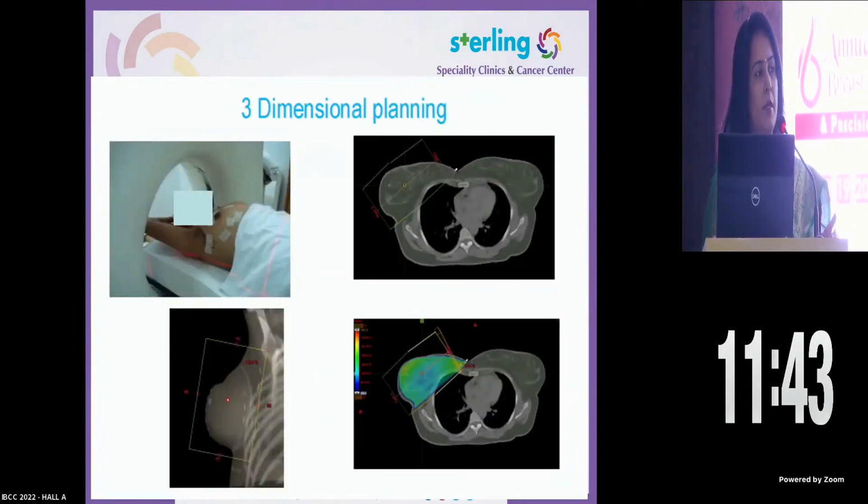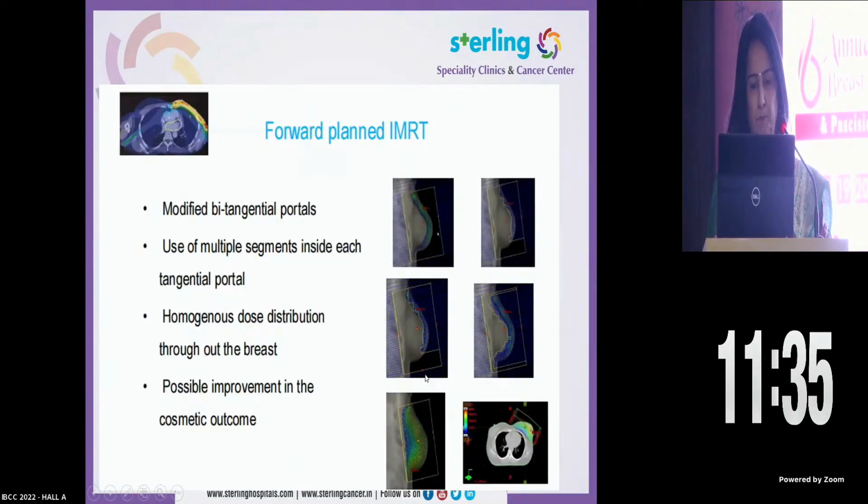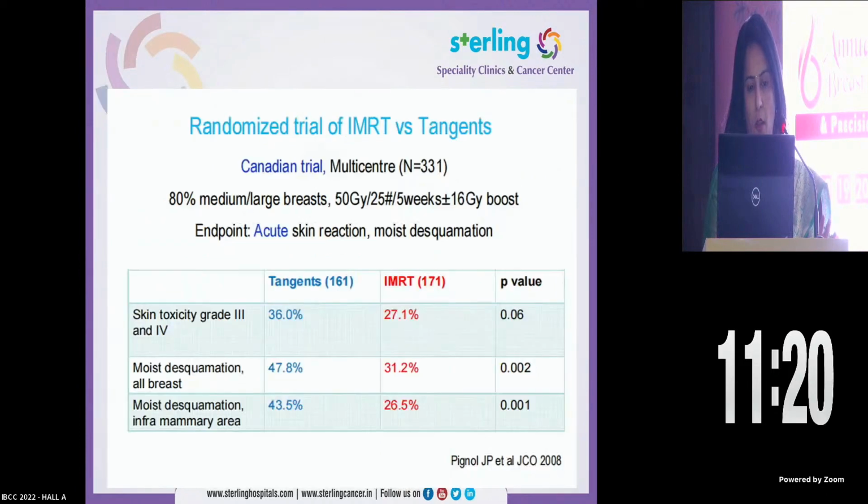This is how 3D planning looks, where the patient is first taken for the CT simulation and then the contouring is done so as to have the dose distribution only to the target area. IMRT was one step ahead of 3D CRT, where we had modified bitangential portals. We had multiple segments inside each tangential portal so as to have more precise dose delivery and more homogeneous dose distribution.